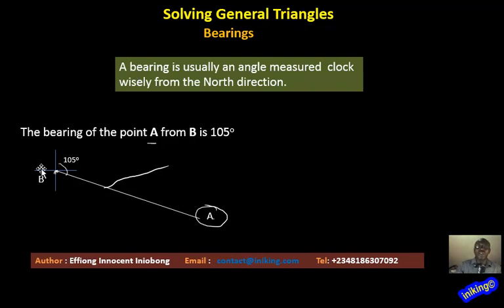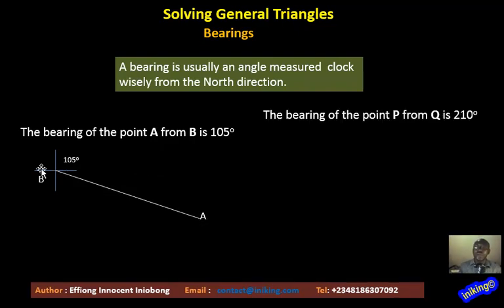Let's look at another one. Here we are told that the bearing of point P from Q is 210. Please always take note of the word from. It tells you where you are actually going to measure the bearing. So of course, what do we do? It's okay. Let's do this on our own first.